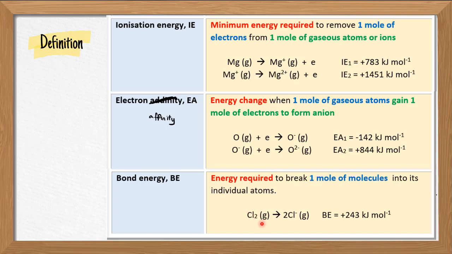So keep this Cl2 as 1 mole. Again, this one is gaseous atom, there is no charge for this one. So from Cl2, we will form 2 Cl atoms, gaseous molecule into gaseous atoms.